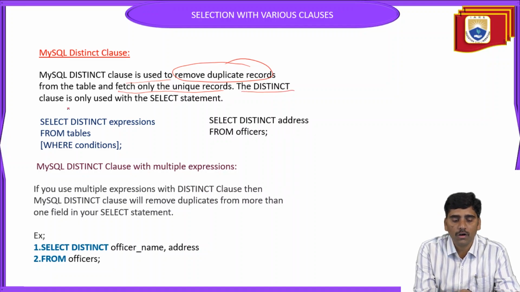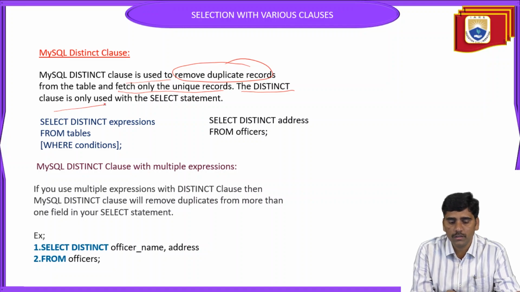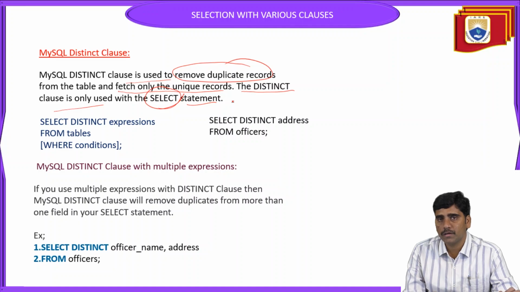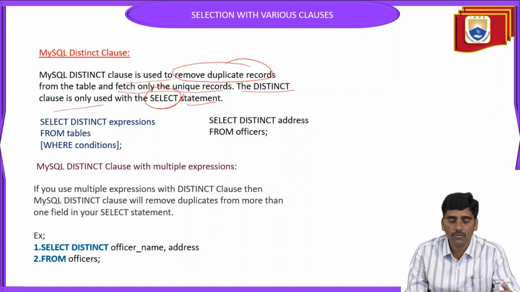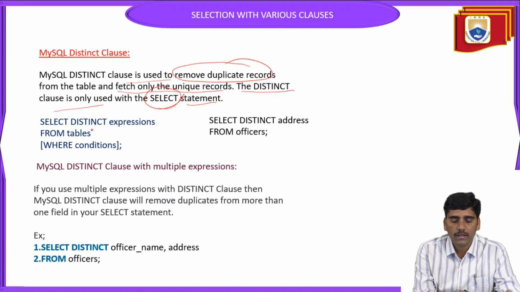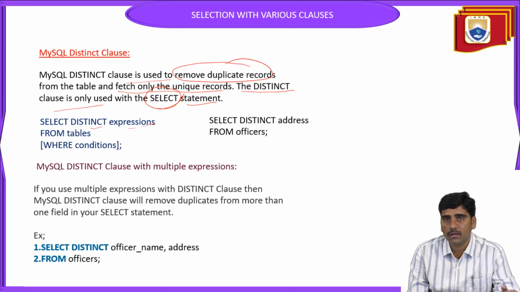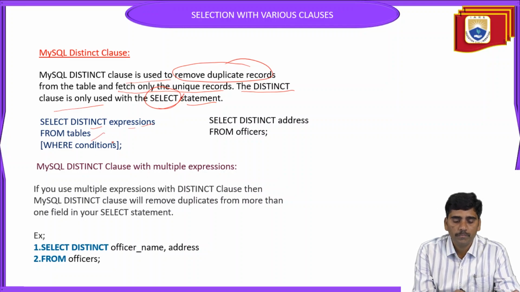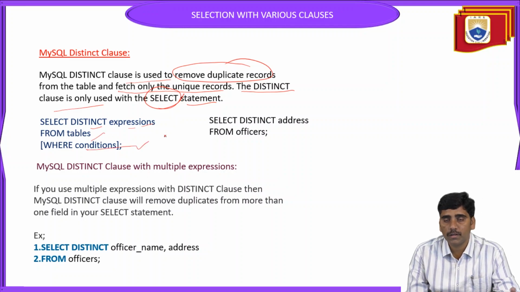The DISTINCT clause is only used with the SELECT statement. So how can we write the syntax? SELECT DISTINCT expressions, meaning the columns which you want to display from the table, WHERE condition. You can specify the condition, or you can also get the result without specifying the condition.